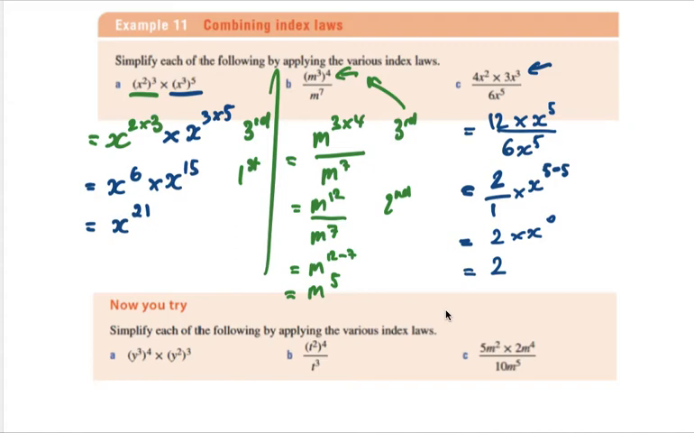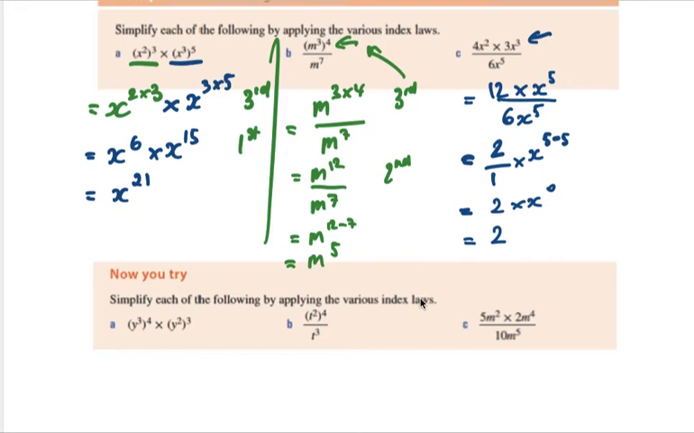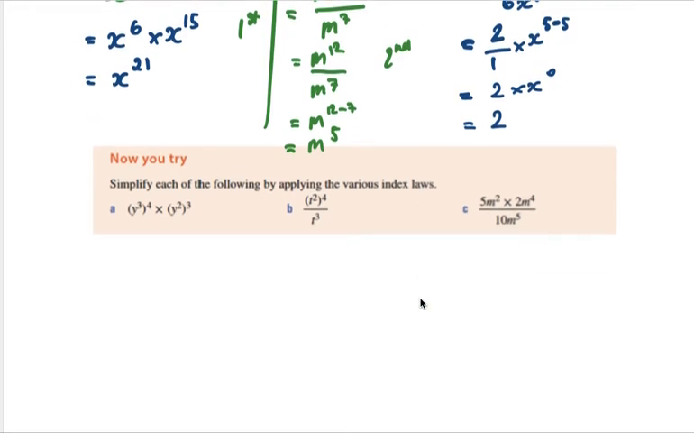Let's go on to your turns below. Have a crack at these, pause the video and we'll go through the answers in a tick. Okay, so we're going to go through the answers now. You should have y to the 12 times y to the 6 as your first line of working. Get a mark for that, and then y to the 18 as your final answer.